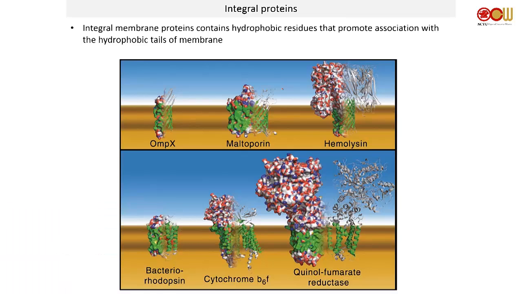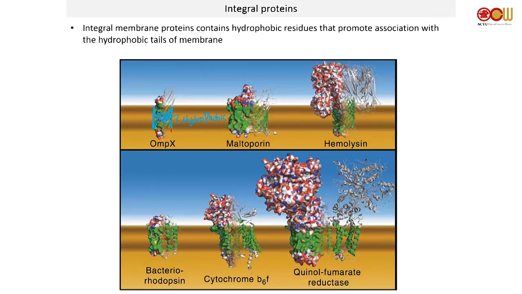Now, what you see is that integral membrane proteins will contain hydrophobic residues that promote association with the hydrophobic tails of the membrane. So what you have here, if this is the membrane, on the side of that protein, you're going to expect to find amino acids that are hydrophobic. So the residues on the side here will be hydrophobic.